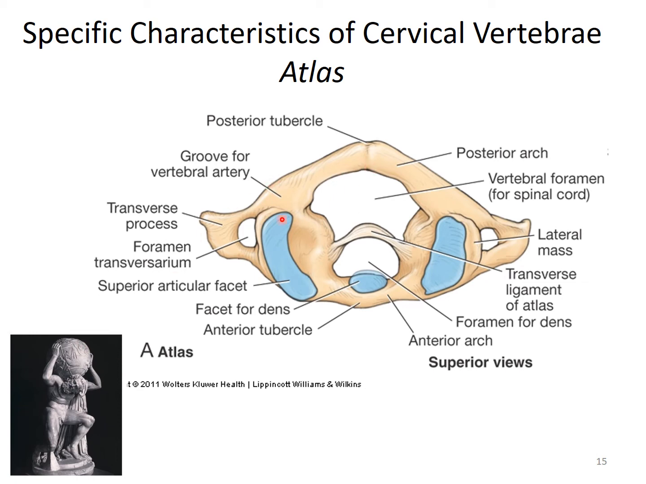So anyway, first thing here, its structure is ring-like. It doesn't have any spinous process. It doesn't have a body, but it has rather an anterior and posterior arch. Here's the posterior arch, and there's the anterior arch. The superior articular facets of the atlas are going to be in association with the occipital condyles of the skull. They create a joint which is called the atlanto-occipital joints.